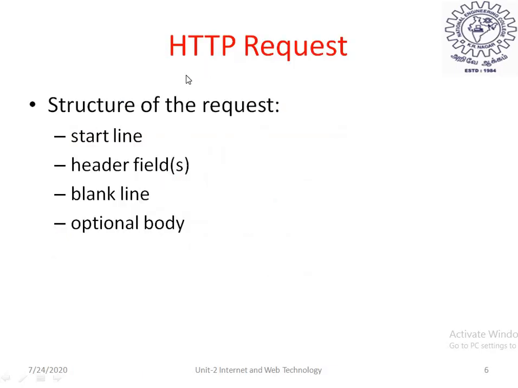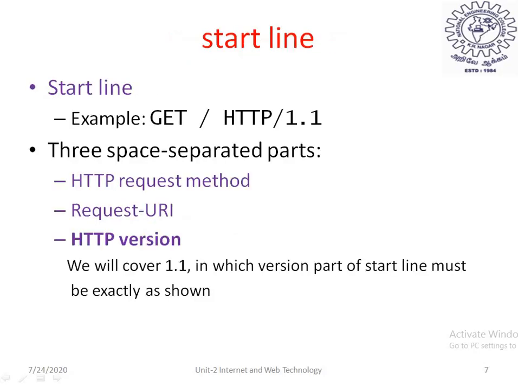Next we move on to the HTTP request. This is the structure of the request. It contains a start line, header fields, a blank line as well as an optional body. Let us discuss one by one. First, the start line. The start line is separated by 3 spaces: one is the HTTP request method, another is the request URI, and another is the HTTP version. The version tells the server what version of HTTP the client is using.